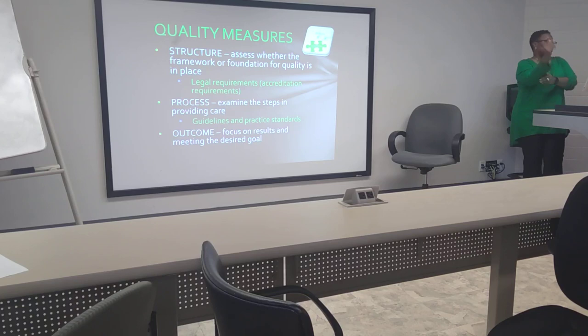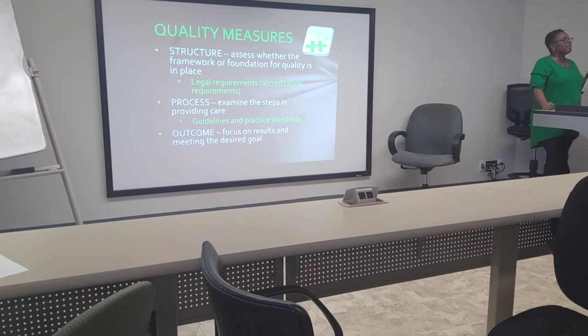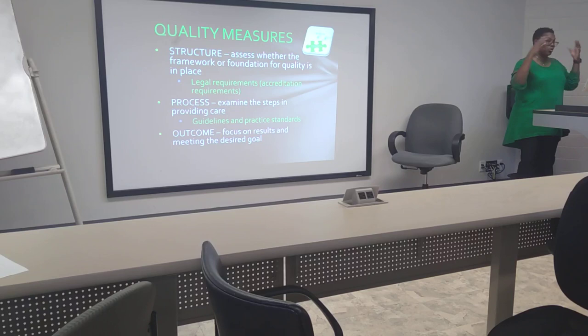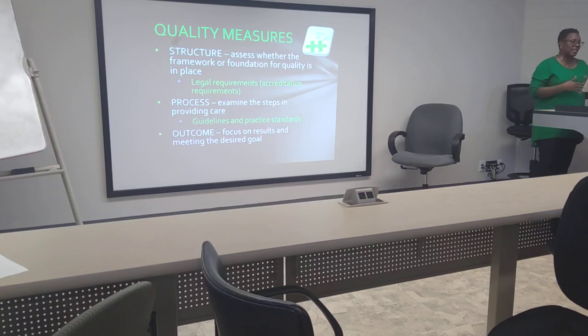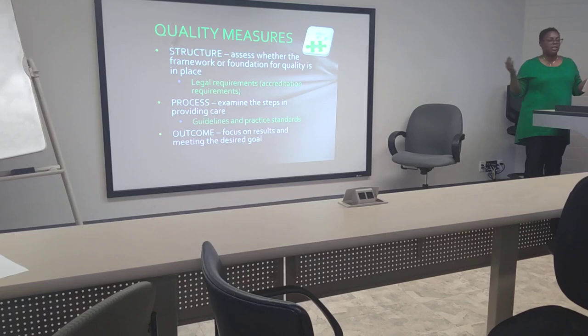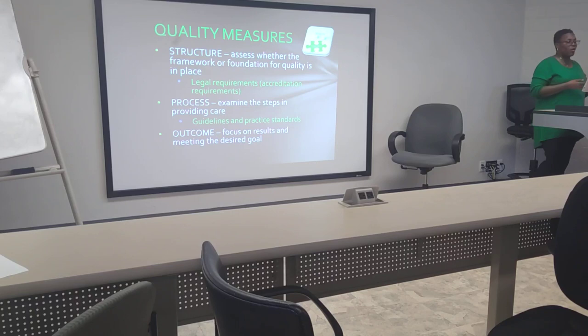All right. So, quality measures focus on structure, process, and outcome. The structure assesses whether the framework or the foundation for quality is in place. So usually that's accreditation requirements, that's a legal requirement that needs to be in place, so your structure, the reality of what's going on in your institution or pharmacy, making sure that that's there. Process, examining the steps and how you provide care. So you have guidelines, practice standards at every institution, every pharmacy, so everybody has this. And then outcome, focus on results and meeting the desired goal every single time.